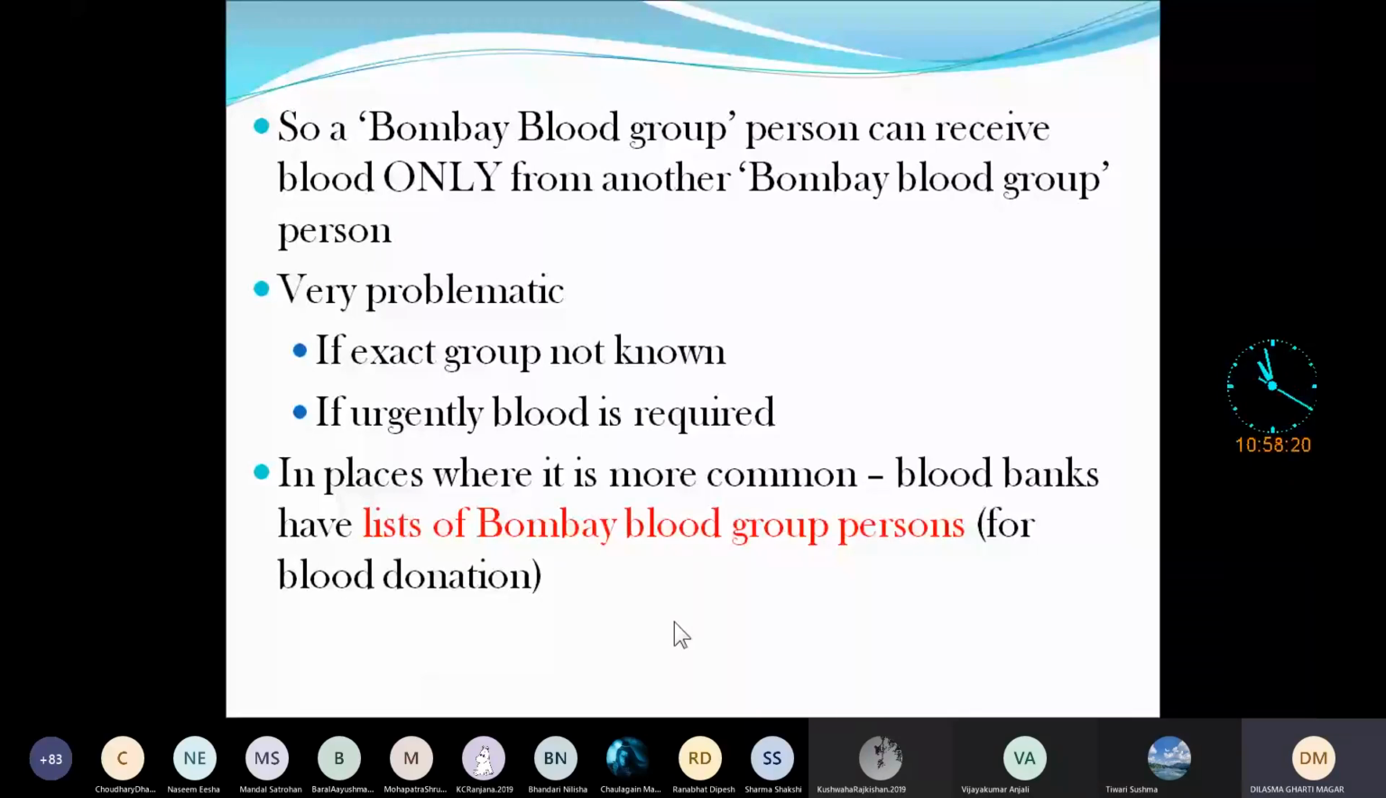When I was studying MBBS, one of my friends was O negative. So whenever a thalassemia patient required O negative blood, every 3 months she had to give blood.